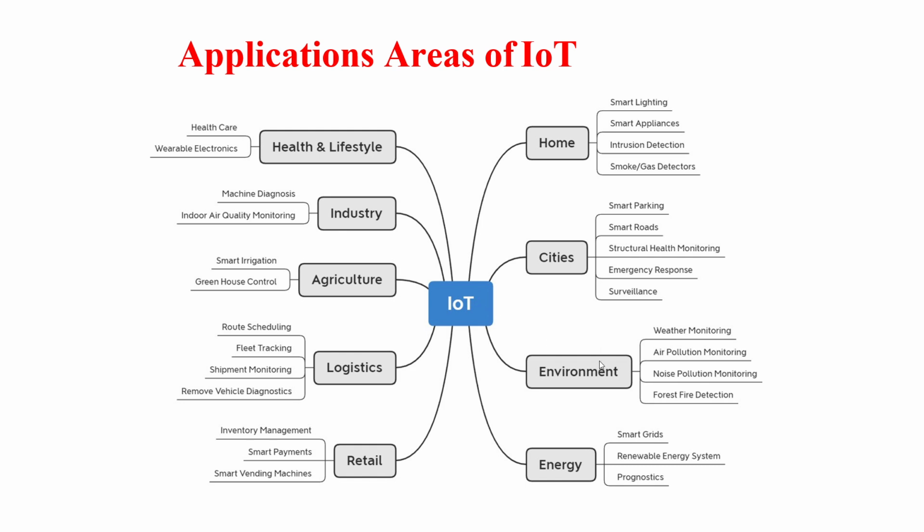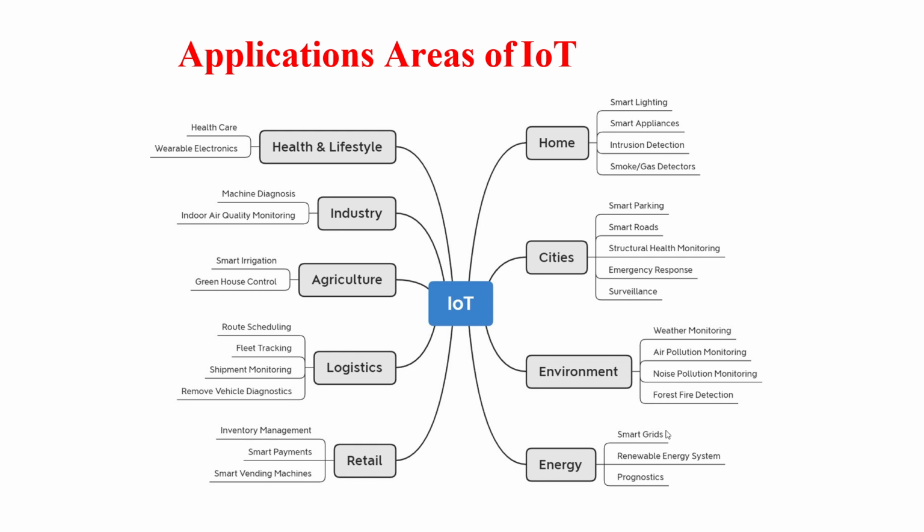Next, coming to environment, it is a mostly focused area. For weather monitoring, we will have temperature sensors like DHT11, DHT22, LM35, and all for measuring temperature and humidity, and also air pollution monitoring, noise pollution, forest fire detection and all. As I have mentioned, even in smoke or gas detectors, even for home we use some fire detecting sensors. So in the environment also we use them, because in a forest, if a fire catches, it will continuously spread.